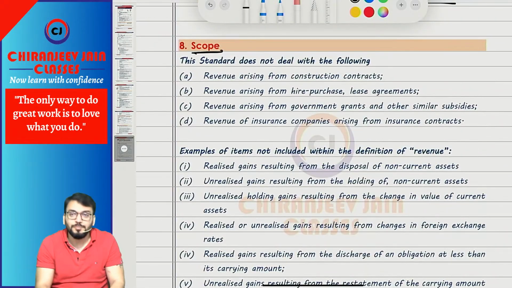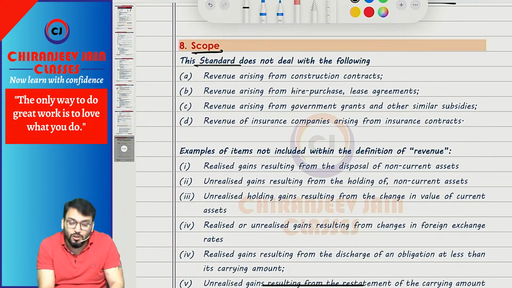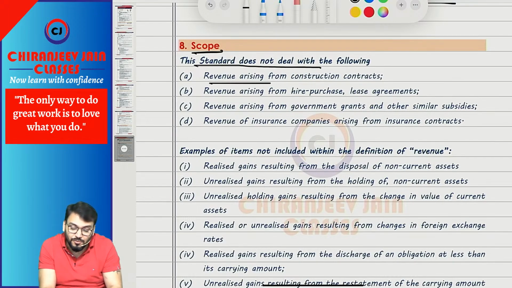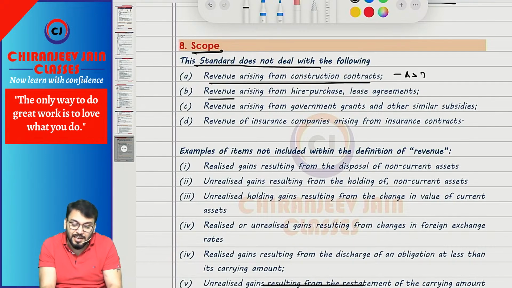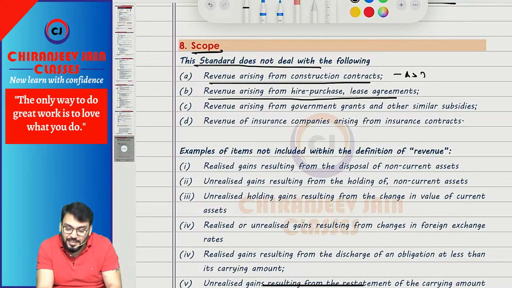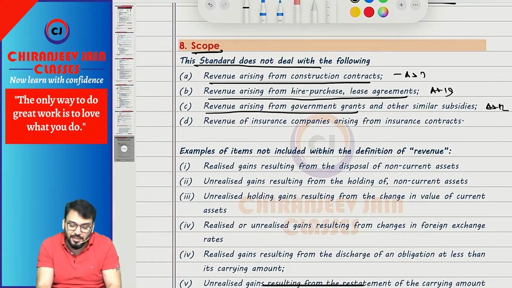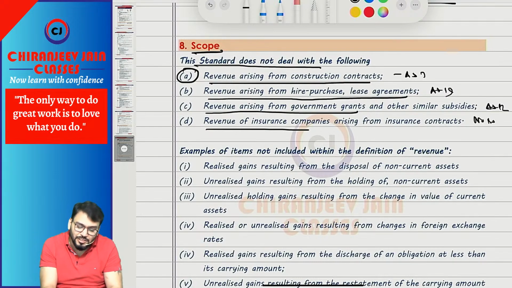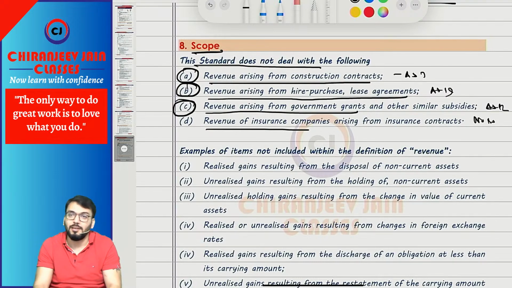Now coming to scope, this standard does not deal with the following income. The following income is not covered in this chapter. For example, revenue arising from construction contract, for this AS7 is applicable. Revenue arising from hire purchase and lease agreement, for this AS19 is there. Revenue arising from government grant, for this AS12 is there. Revenue from insurance company, for this there is no accounting standard. So this will be done in AS7, this in AS19, this in AS12.